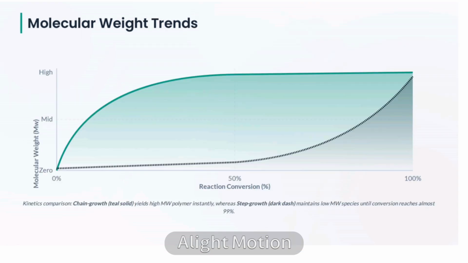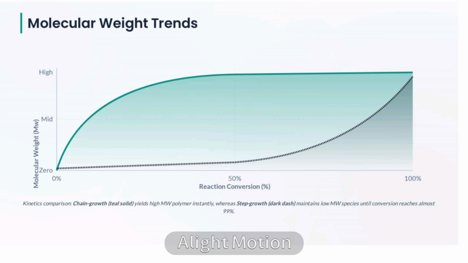This graph perfectly illustrates the kinetic difference we just discussed. Here we have molecular weight on the y-axis plotted against the percentage of reaction conversion on the x-axis. Take a look at the solid teal line representing chain growth, or addition. You can see that even at incredibly low conversion rates, say 10% or 20%, the molecular weight of the polymer species present is already near its maximum. This is because once a chain is initiated, it propagates to full length in milliseconds before terminating.